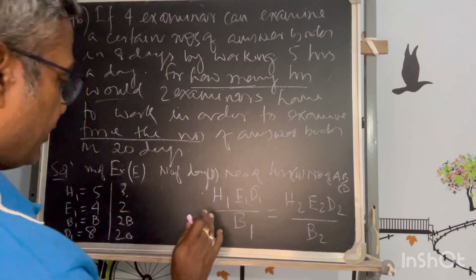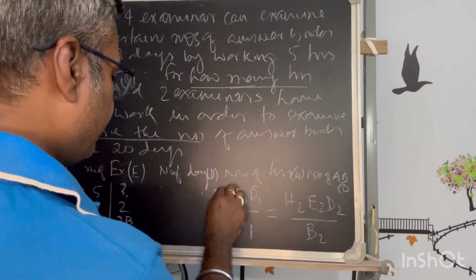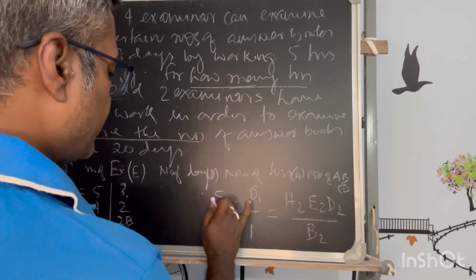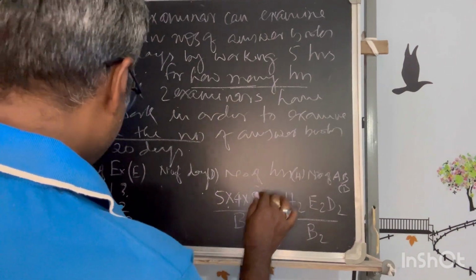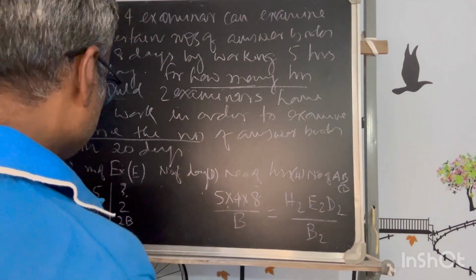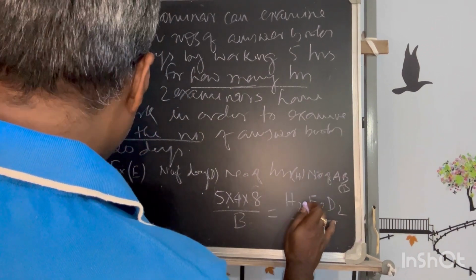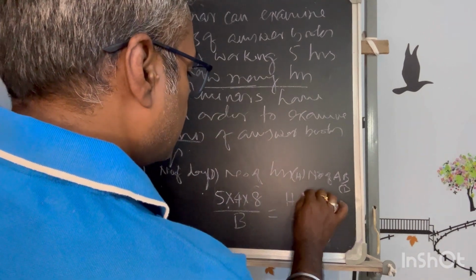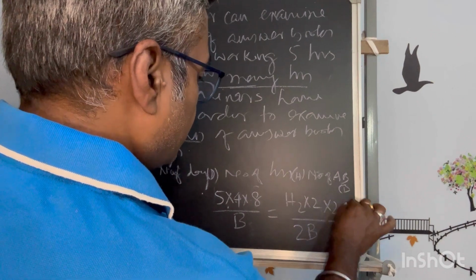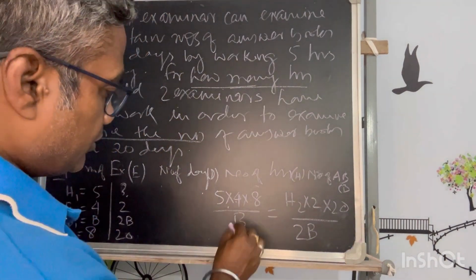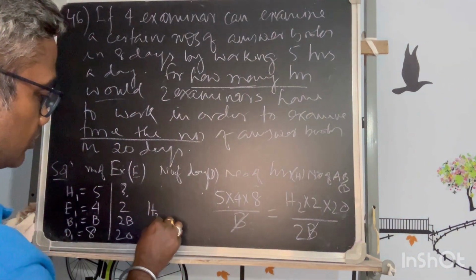So if I put the values accordingly, h1, I am putting the value 5, e1 is 4, into 4. What is d1? d1 is 8. What is b1? Let's say b. Accordingly b2 is 2b, h2 we don't know, e2 is 2, and the number of days for the second case is 20. Now what is the only unknown? Because b is not taking part, b can be cancelled. The only unknown is h2, so you can calculate h2, hours a day.